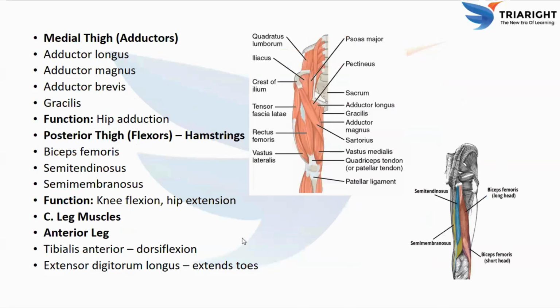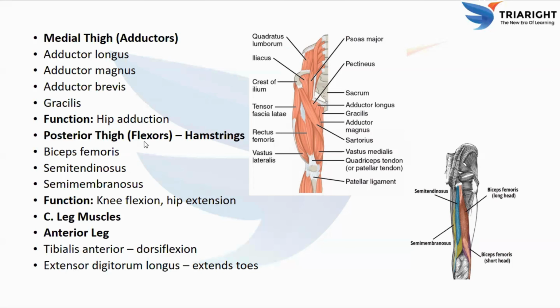And then the medial thigh. You have seen the anterior thigh part. Now you can see the medial thigh. Here is a picture of the medial thigh. These muscles bring the leg towards the midline, nothing but hip adduction. So what are the main adductor muscles? Adductor longus, adductor magnus, adductor brevis and also gracilis. This is the adductor longus in the picture, and adductor magnus, gracilis and adductor brevis.